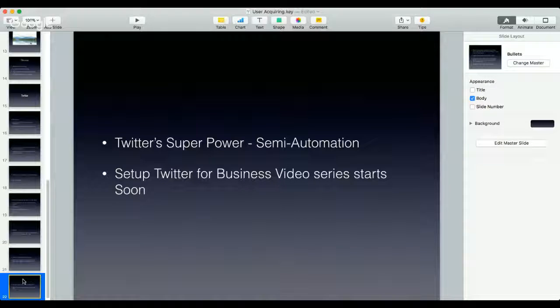So the manual hand-bombing way is a bit tedious. It's important, I think, and we'll actually show you how to do that. You know, the sweat equity way of doing it is very effective, and it helps you understand what the process is. But then Twitter's superpower is semi-automation.